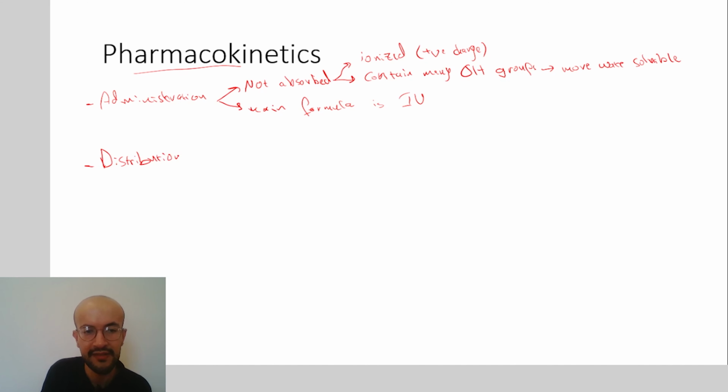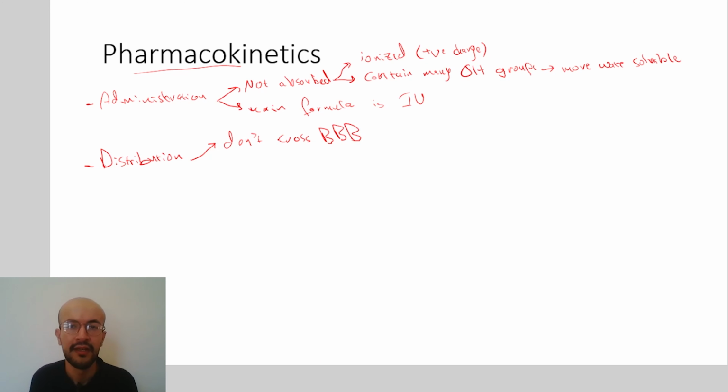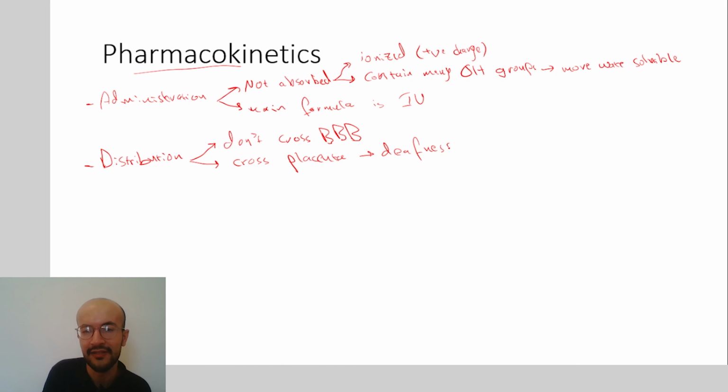And now let's talk about the distribution of the aminoglycosides. First of all, they don't cross the blood-brain barrier, even in meningitis. But they are given intrathecally in case of meningitis, in case we need them, because there is no way they are crossing the blood-brain barrier. But they do cross the placental barrier. They cross the placenta and they cause deafness to the fetus. So they are not used in case of pregnancy.